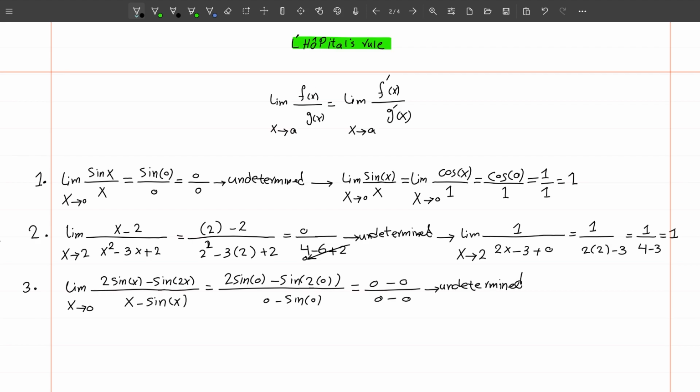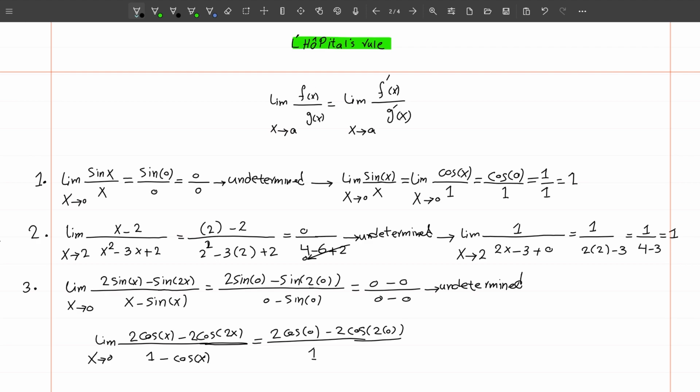We can go ahead and differentiate the numerator and divide it by the derivative of the denominator. So the derivative of 2 times sine of x is going to be 2 times cosine of x, minus the derivative of sine of 2x, which is going to be the derivative of the inside, which is 2, times the derivative of the outside because of the chain rule, cosine of 2x, over the derivative of the denominator. The derivative of x is going to be equal to 1, minus the derivative of sine of x, which is cosine of x. And let's substitute 0 in place of x. So 2 times cosine of 0 minus 2 times cosine of 2 times 0, that over 1 minus cosine of 0.